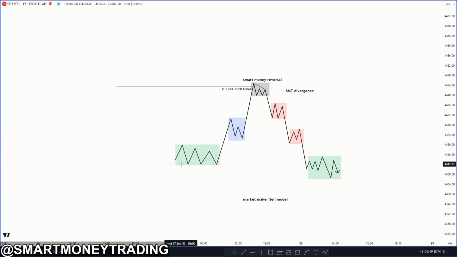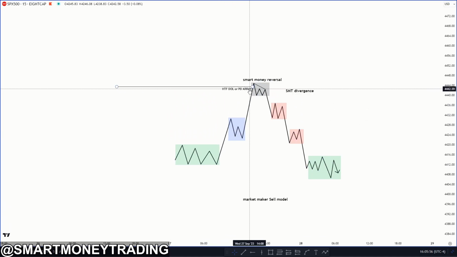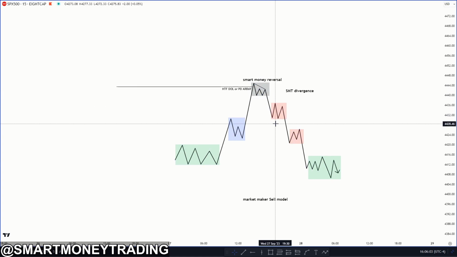Then after the original consolidation, we have our first leg of distribution up, and then eventually a higher time frame draw on liquidity or PD array being tapped into. Then we have the smart money reversal. You can see price just keeps dropping and doesn't want to continue any further. Then we have our first leg of distribution, then our second leg, and then we pass up the original consolidation.